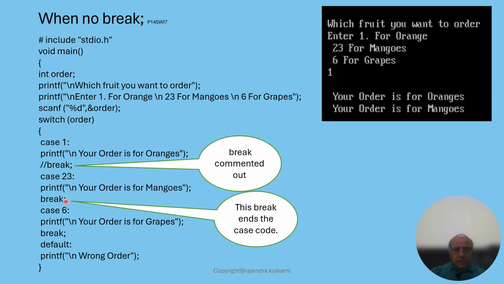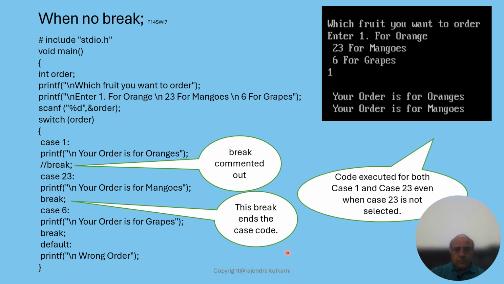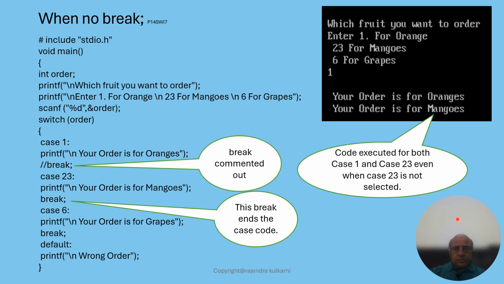And our output is your order is for oranges and your order is for mangoes. In the mangoes case, case 23, the break statement causes the program to come out of the switch. Code executes for both case 1 and case 23 even when case 23 is not selected.